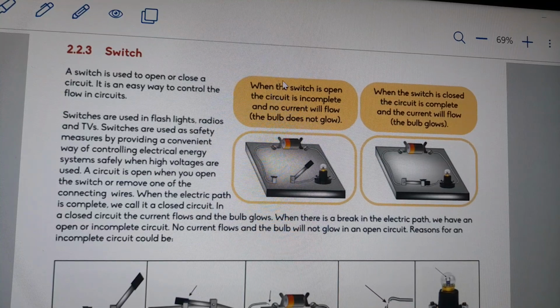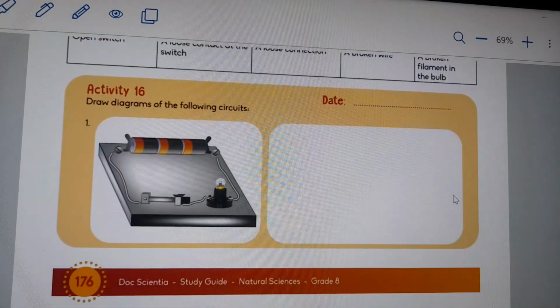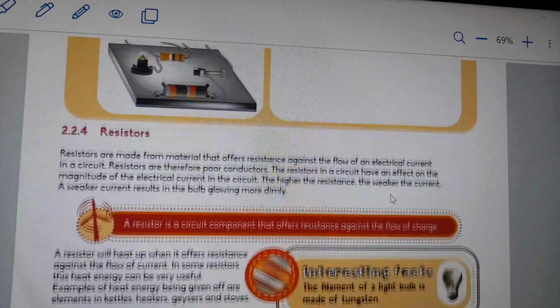Okay, when the switch is open, the circuit is incomplete and no current will flow. The bulb does not glow. So the switch is open, the circuit is incomplete. This will be dark. If the switch is closed, the circuit is complete and the current will flow and this bulb will glow. Okay. And they say draw diagrams of the following. It is drawing the circuit, this one.